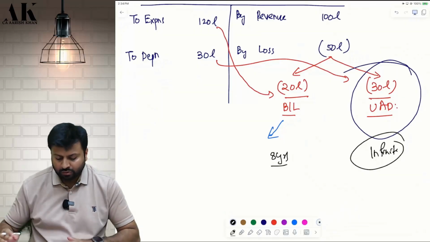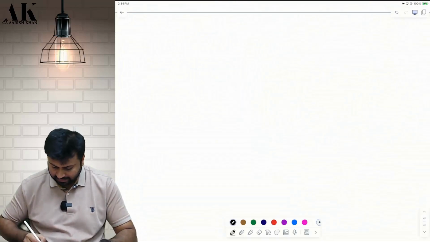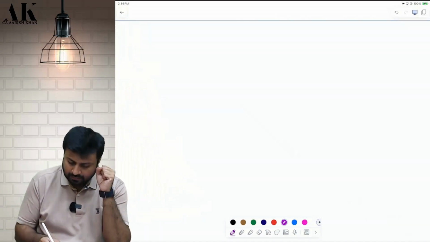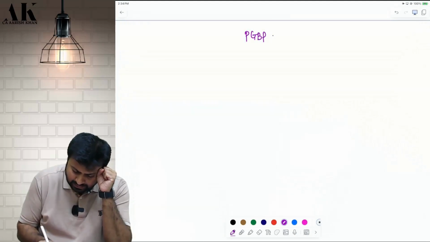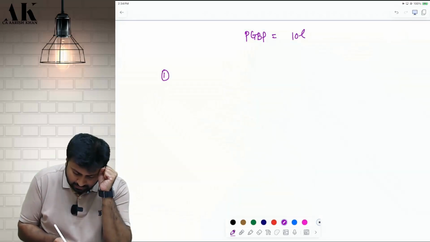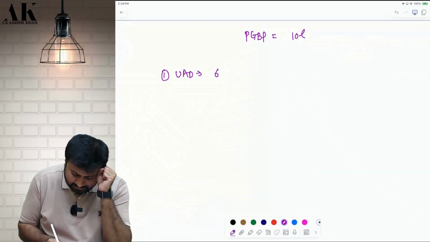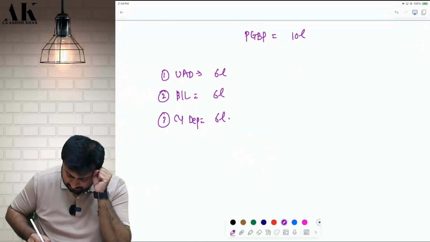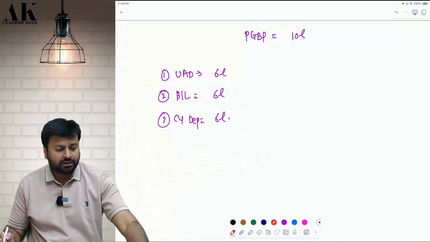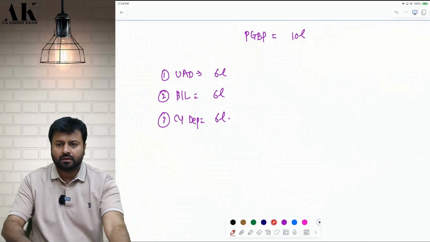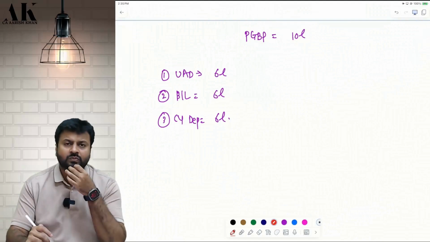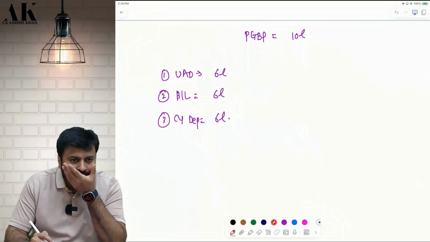Now, I want to ask you one question. Shall I ask you? Suppose my profit is 10 lakh rupees and I have unabsorbed depreciation of 6 lakhs. I have business loss of 6 lakhs and I have currently a depreciation of 6 lakhs. So in that case, what will be my priority of set off? Please tell me. What shall I set off first and then second and then third, with logic? Tell me please.